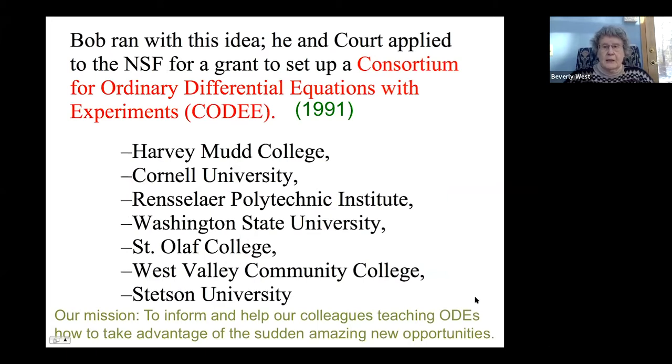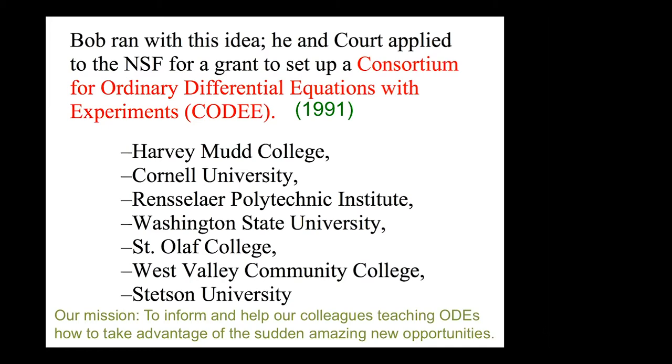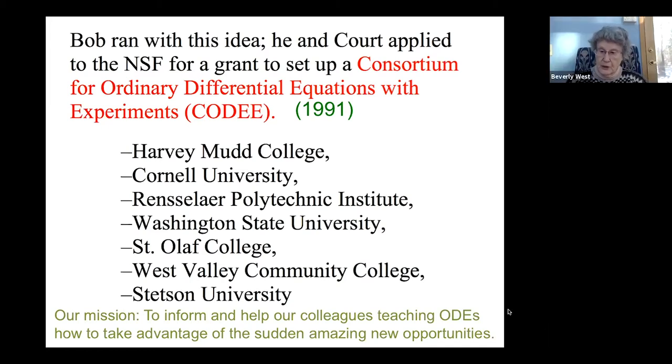So Bob ran with this idea. He and Court applied to the NSF for a grant to set up a consortium for ordinary differential equations with experiments. That's what CODEE stands for. And that was 1991. Our mission was to inform and help our colleagues teaching ODEs how to take advantage of the sudden, amazing new opportunities. We were 7 institutions: Harvey Mudd, Cornell, RPI, Washington State, St. Olaf College, West Valley Community College in California, Stetson University in Florida. So it was a fairly diverse group.